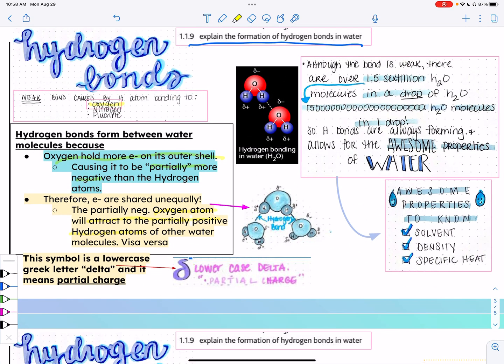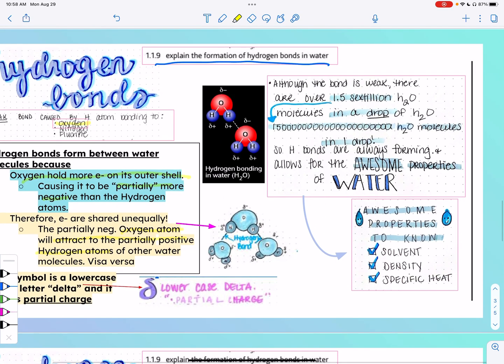Again, this uppercase, is it? Oh, my bad. It is lowercase. Uppercase looks like that, that we use for change in. But lowercase delta means partial charge. And though it is a weak bond, the hydrogen bonds that cause water to be attracted to itself are weak.